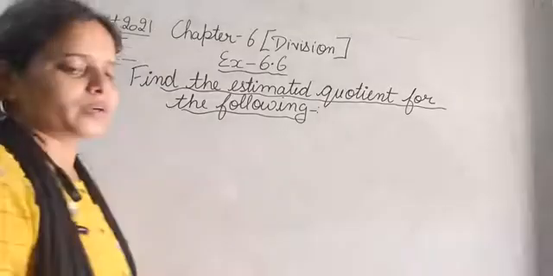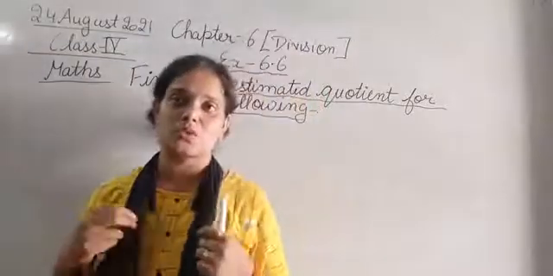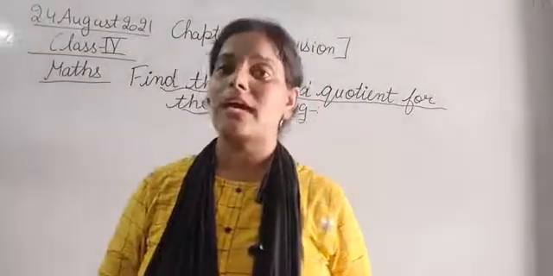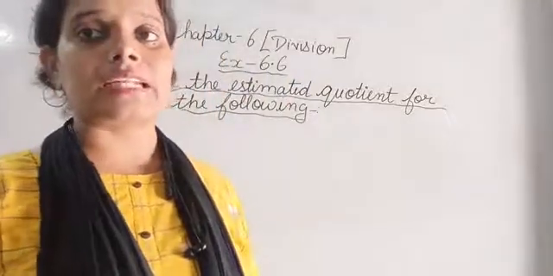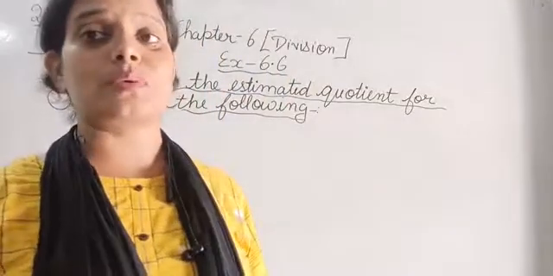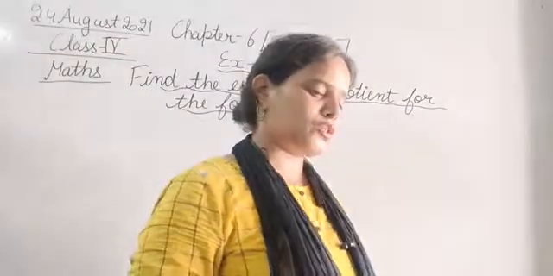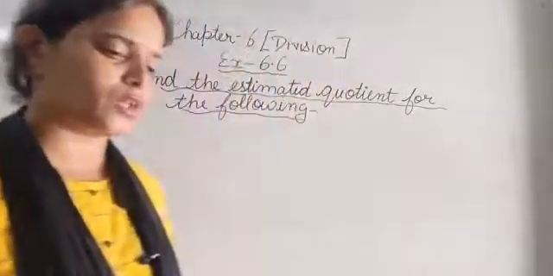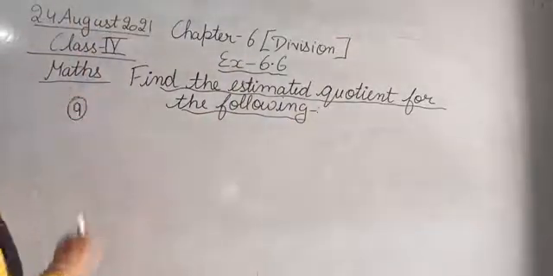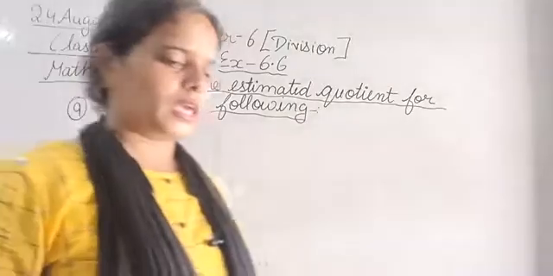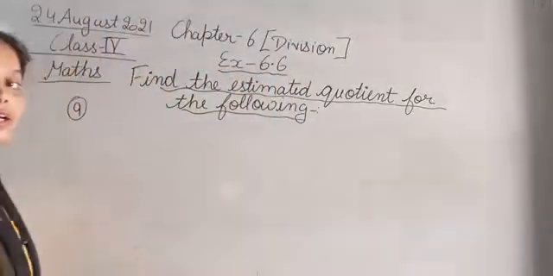But the thing is here that देखिए हमें estimation करनी है. So we have to find the estimated quotient. That means we have to estimate the values of the dividend and the divisor as well. So that means we have to round it off. Up to question number 8 we have done. So now I am starting with question number 9. The question number 9 is 829 divided by 31.